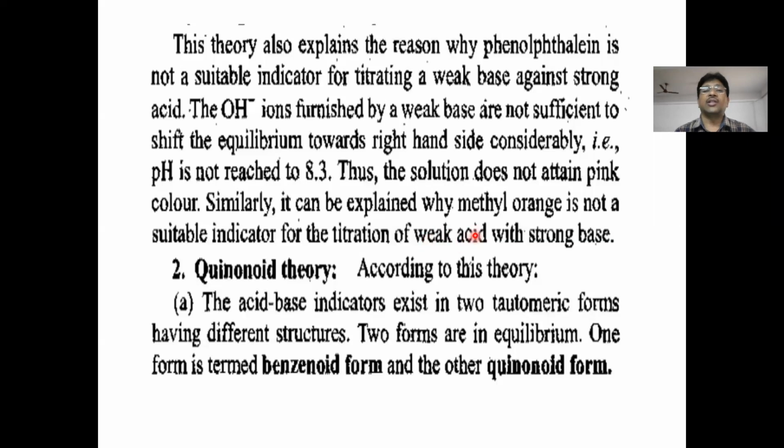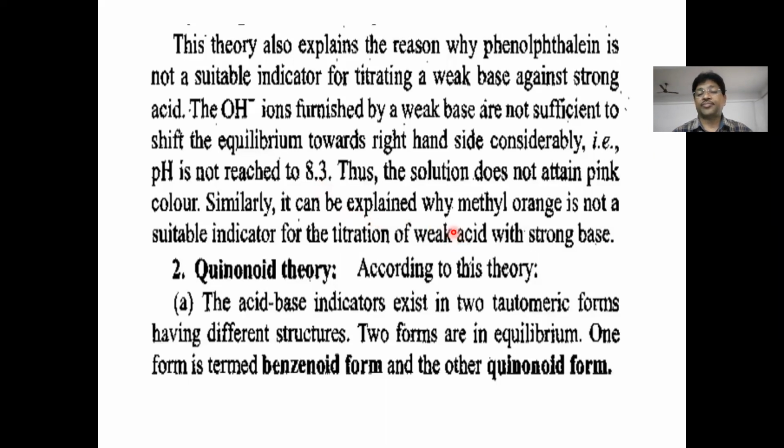Weak acid will produce what? Very less number of H plus. The H plus ions produced by weak acid will not be sufficient to dissociate methyl orange. When dissociation of methyl orange is not happening in weak acid, it cannot be used as what? Suitable indicator. In one of the tables we discussed in the beginning, every indicator has its own pH range. In that pH range only it will act as an indicator. If the pH range is not reached, that indicator is not suitable for that titration.